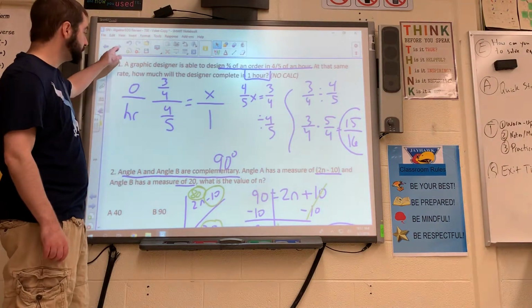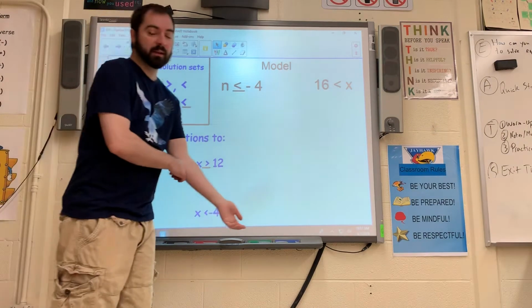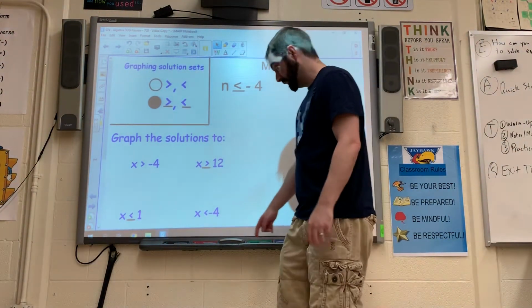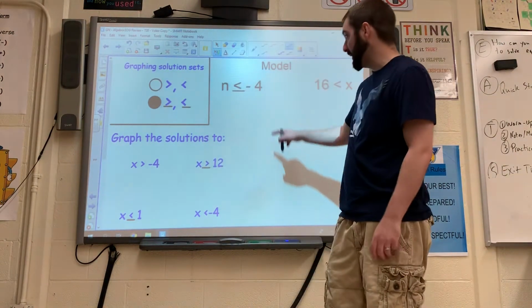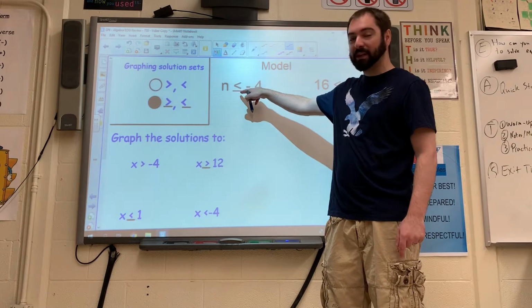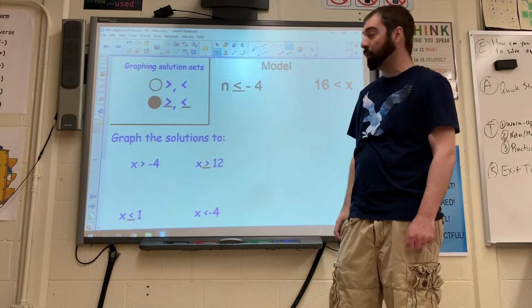today's lesson. All right, today we're going to talk about inequalities. We're going to go through graphing, solving, and solution sets. So, first one here that I'll model for you. N is less than or equal to -4. Remember, that line underneath lets us know that it's or equal to.